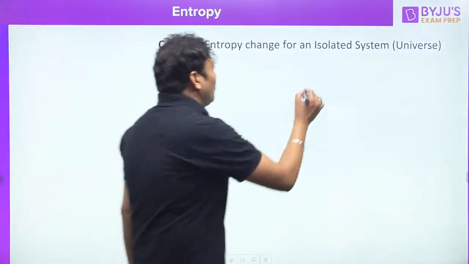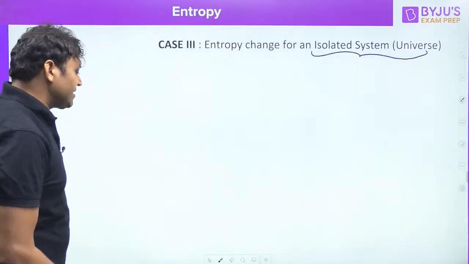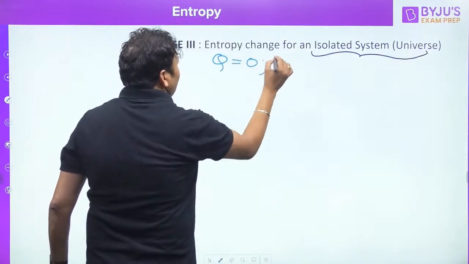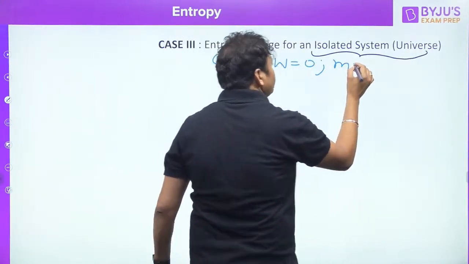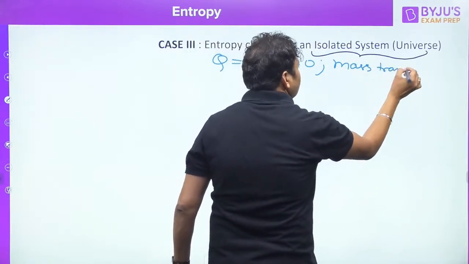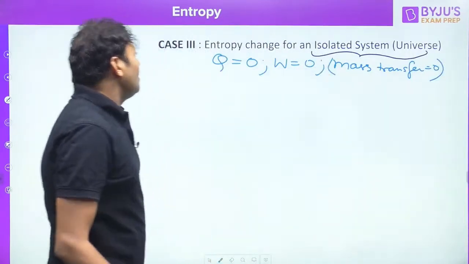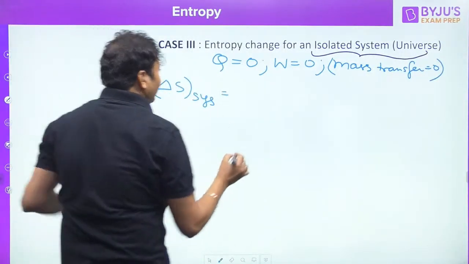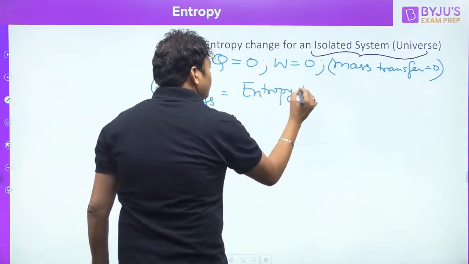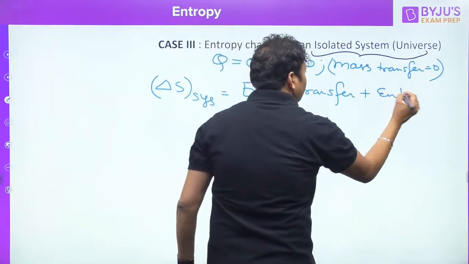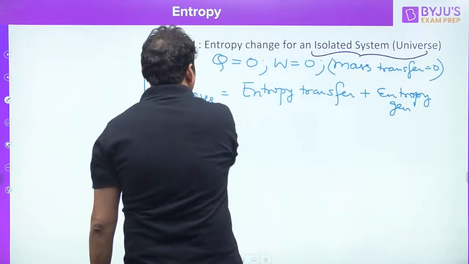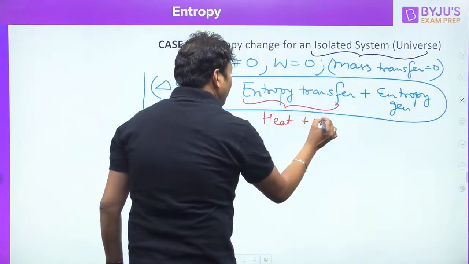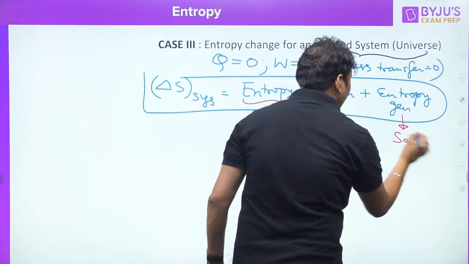For an isolated system, what is an isolated system? Entropy change for an isolated system, the universe is an example of an isolated system. What is an isolated system? When there is no heat transfer, no work transfer, no mass transfer. So if there is no heat transfer, the change in entropy of the system, we already know, is entropy transfer plus entropy generation. That is the expression. Entropy transfer is taking place along with the heat and mass transfer, and this is S generation, that is associated with irreversibility.